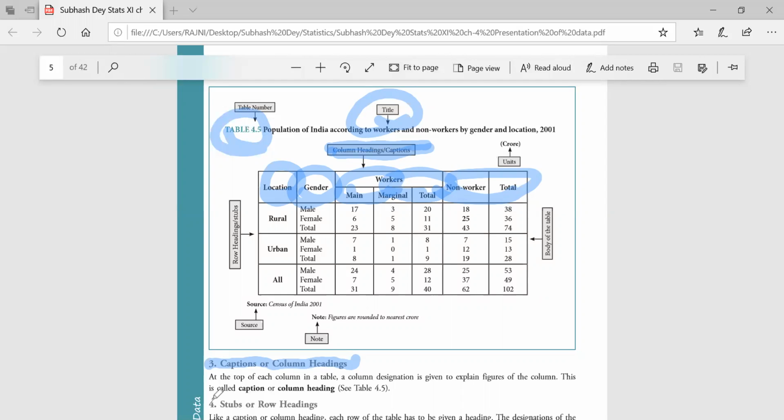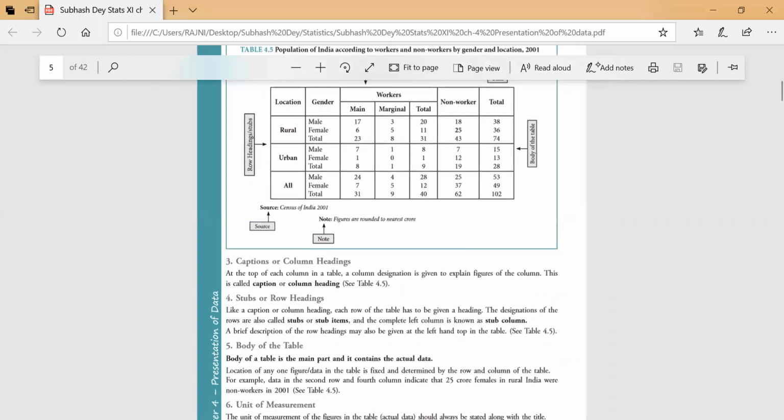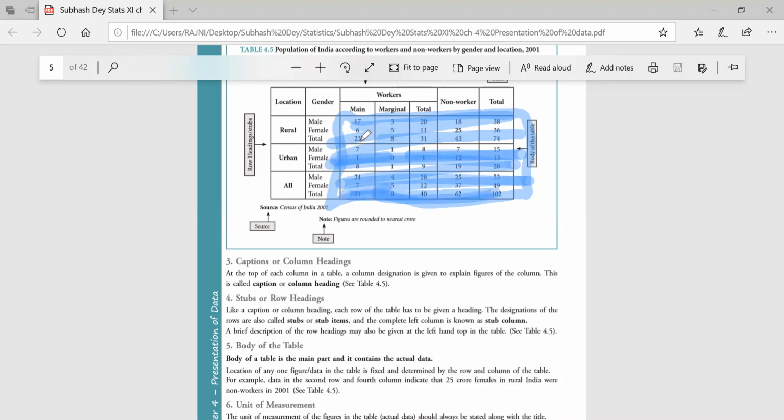On the opposite side, the fourth one is the stubs or the row heading. Row heading will be known as stubs, which are giving the heading to these items. After that, the body of the table. Body of the table is the main part of the table. The data which is mainly represented in the table will be known as the body of the table. This is the body of the table we can call.